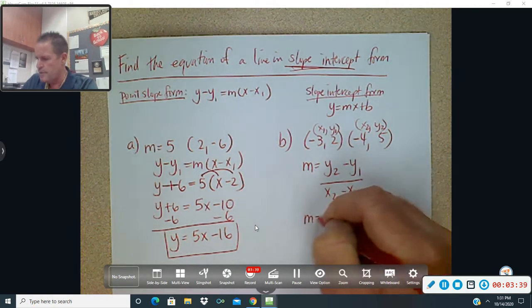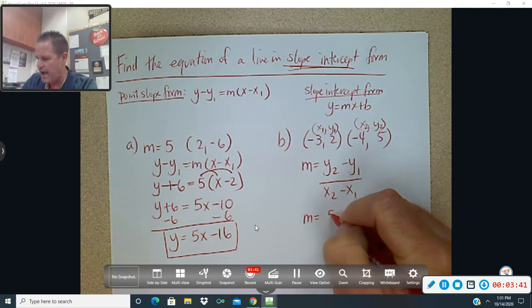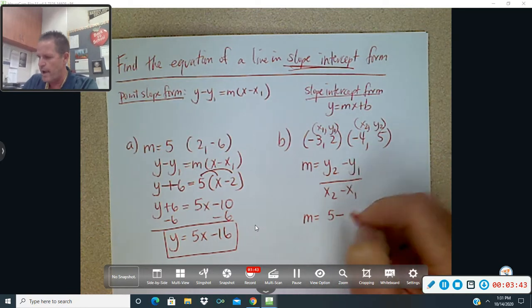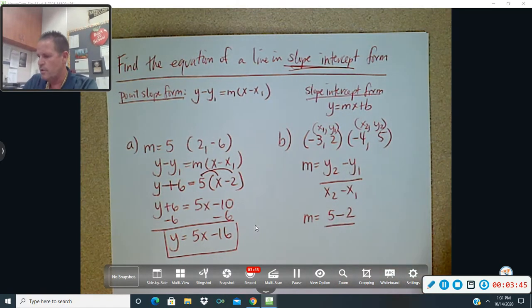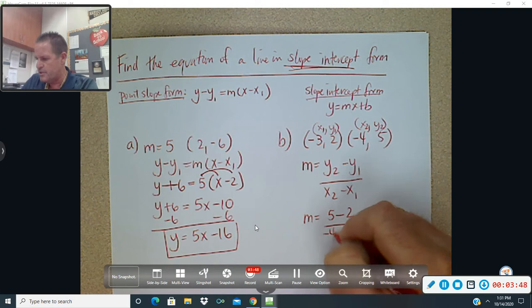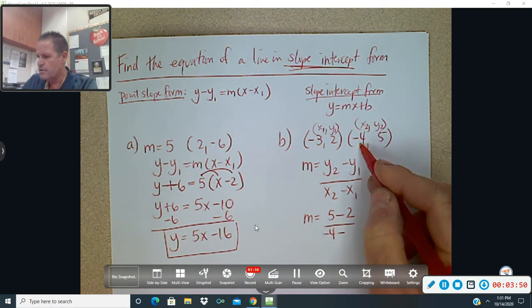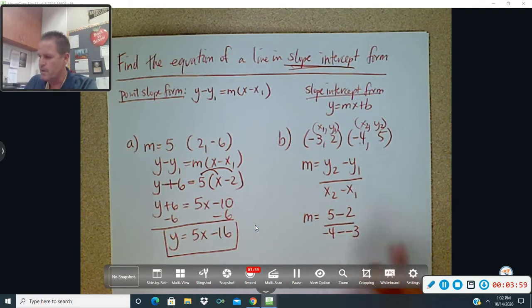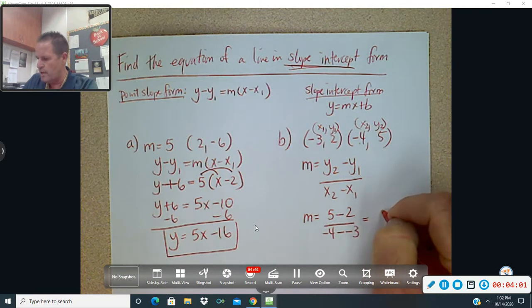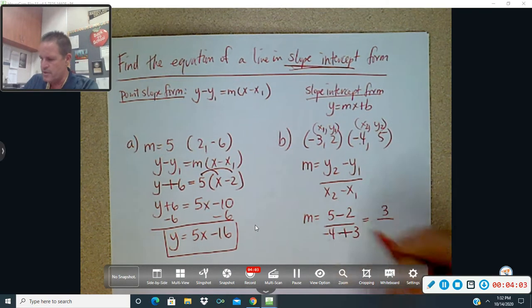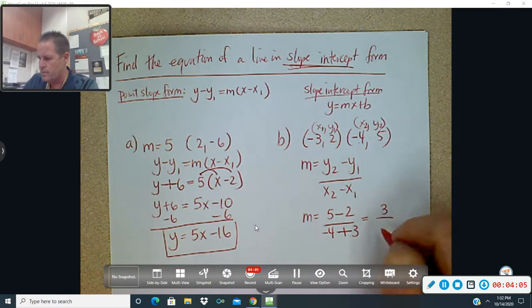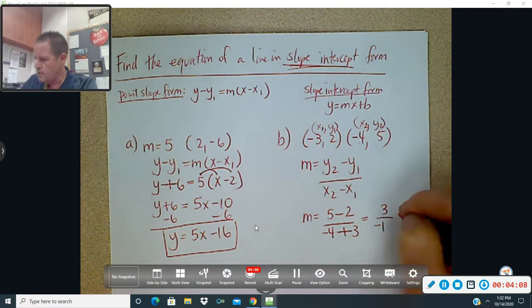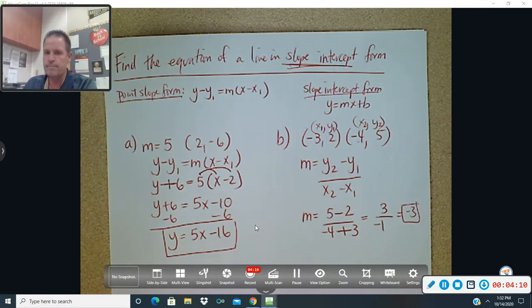Okay, so the slope is going to be y2, which is 5, subtract y1, which is 2, put it over x2, which is negative 4, subtract x1, so it's subtract negative 3. You got to be careful of these minus minuses, you guys. Watch out for that. So 5 minus 2 is 3. Over this is going to turn to plus. Negative 4 plus 3 is negative 1. So the slope there is negative 3.